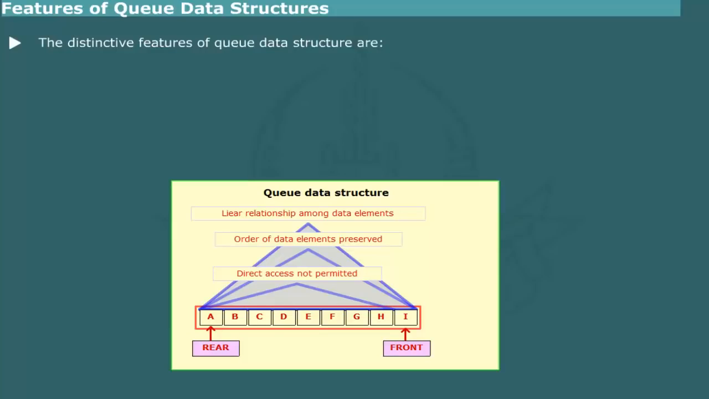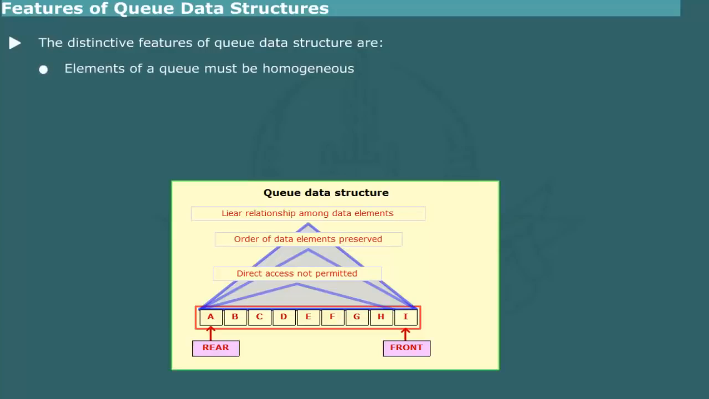This feature is illustrated in figures. In the first example, letter A is removed and the front pointer moves to the element B. In the second illustration, letter I is added and rear pointer is moved to the newly entered alphabet. Notice that after addition and deletion, the order of elements B through H remains unaltered.